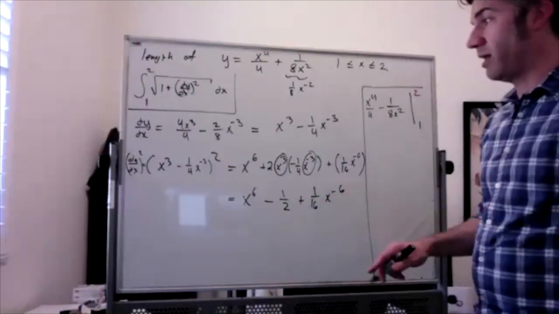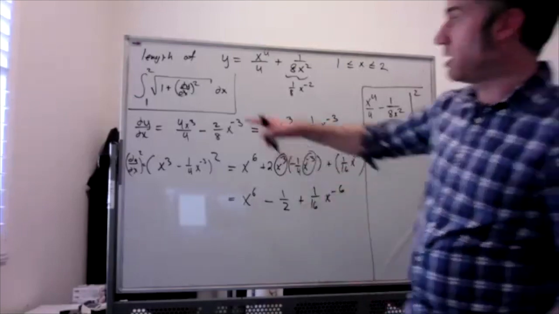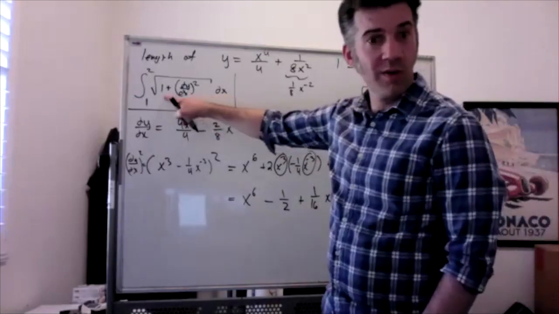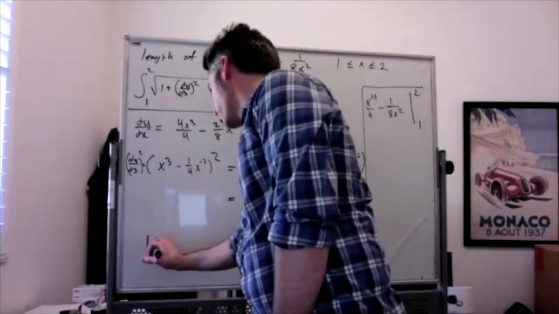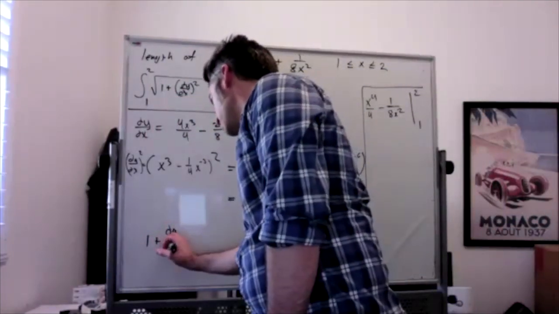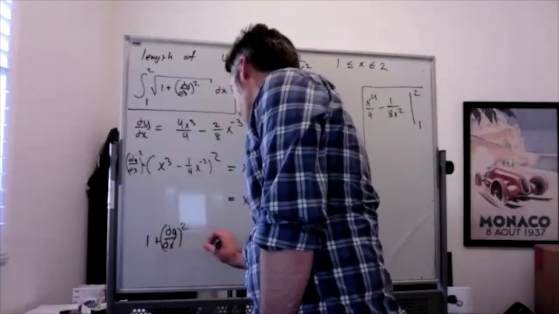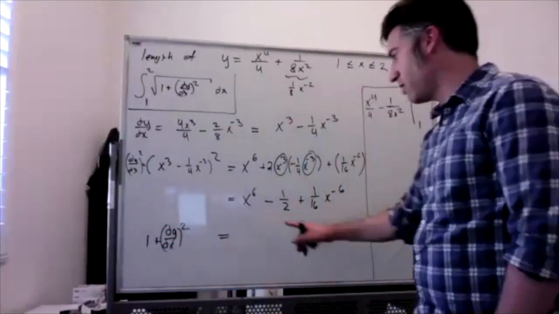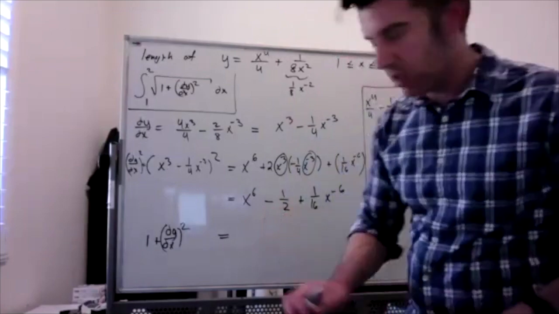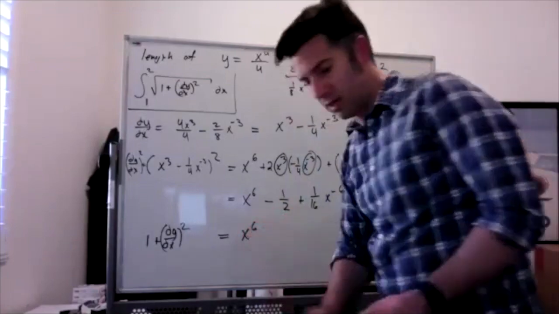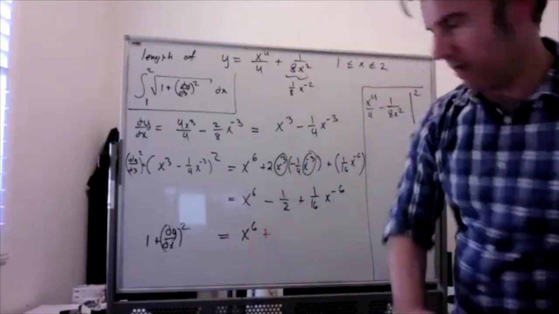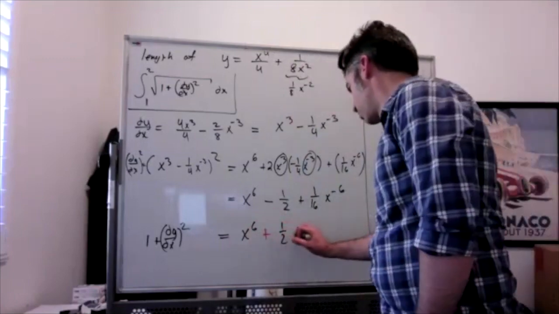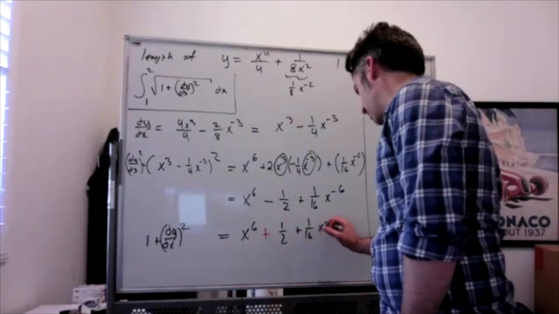Okay, here's why that's important. What are we going to do to (dy/dx) squared? We're going to add 1 to it. So 1 plus (dy/dx) squared is going to equal the same thing, but now the sign here changes. It's x to the 6th plus 1/2 plus 1/16 x to the negative 6th.